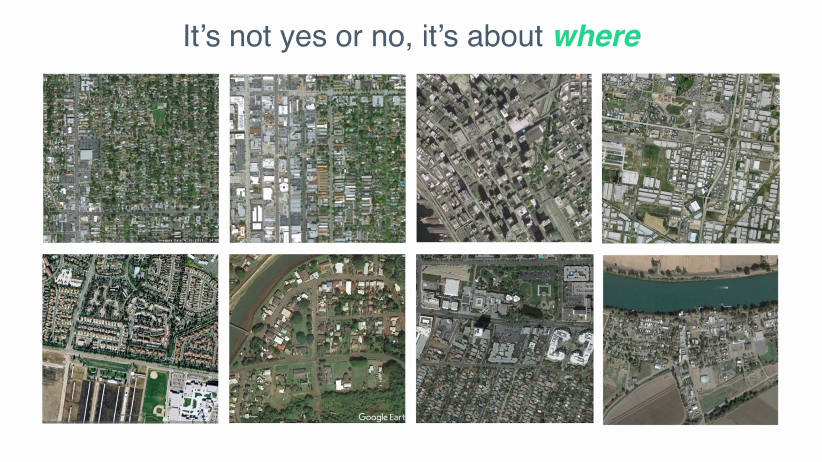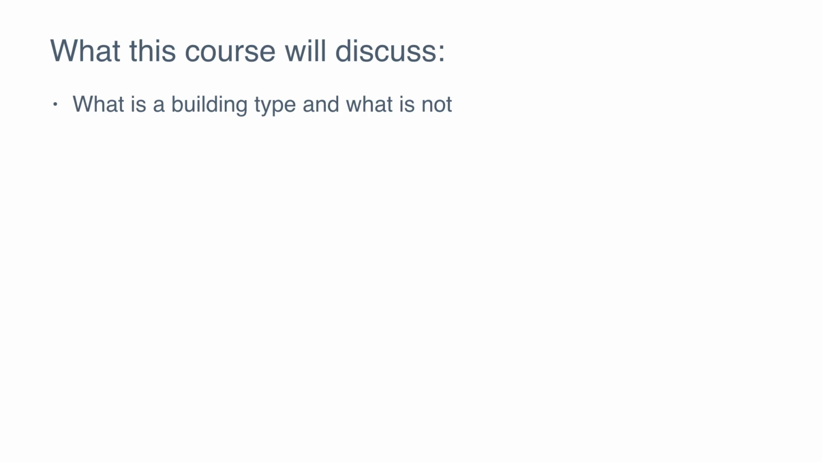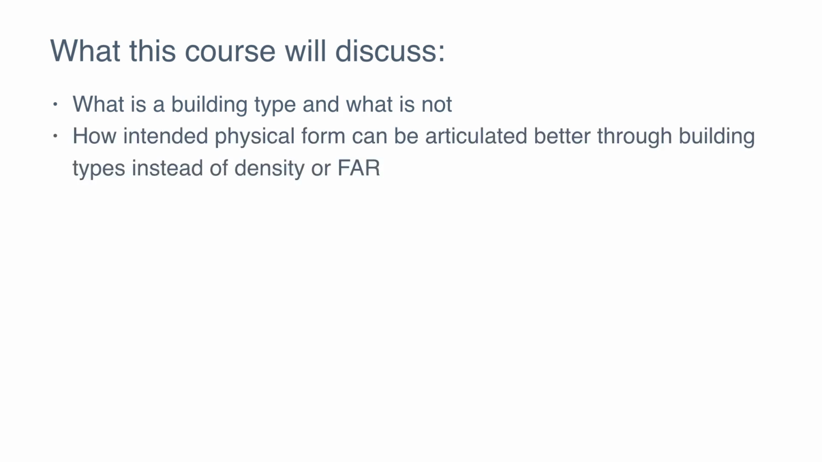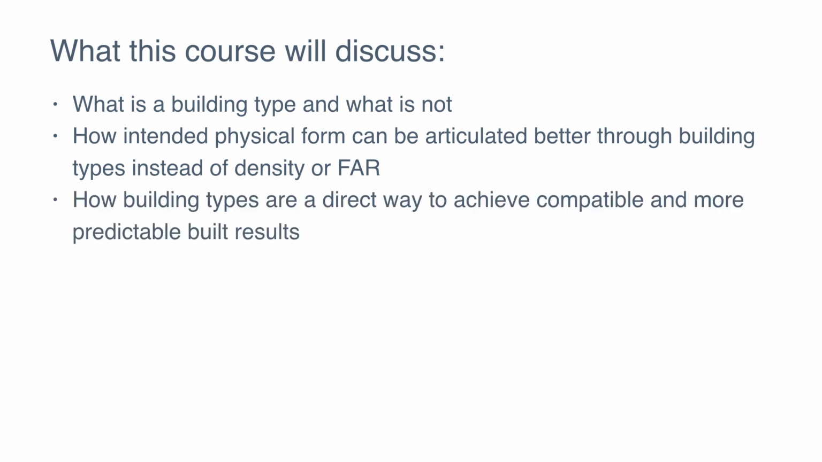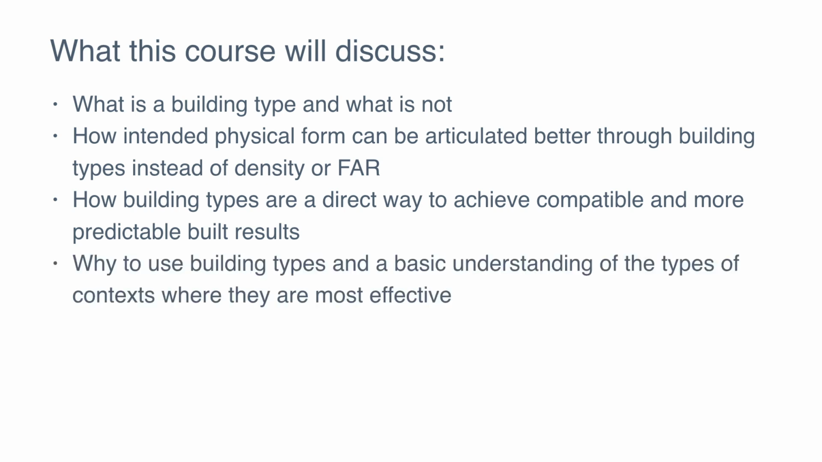It's really about where. So this course will teach you what a building type is and is not, how intended physical form could be articulated better through building types instead of density or FAR, and how building types are a direct way to achieve compatible and more predictable built results. By the end of this course, you'll have a high understanding of why to use the building types and where to use them.